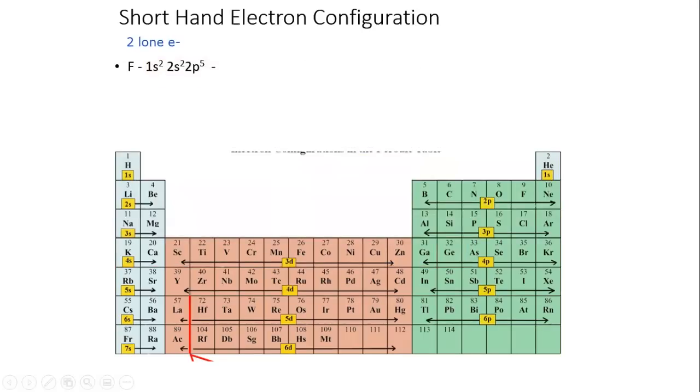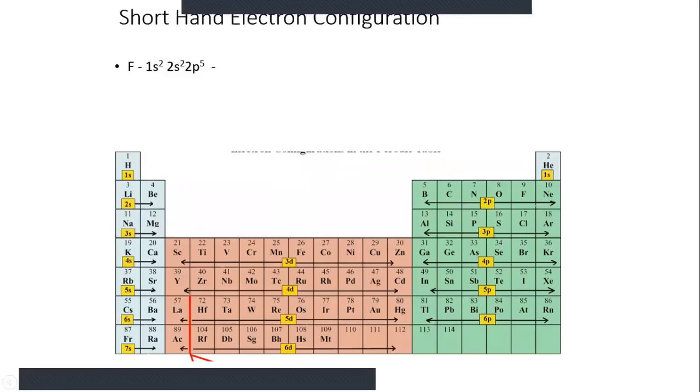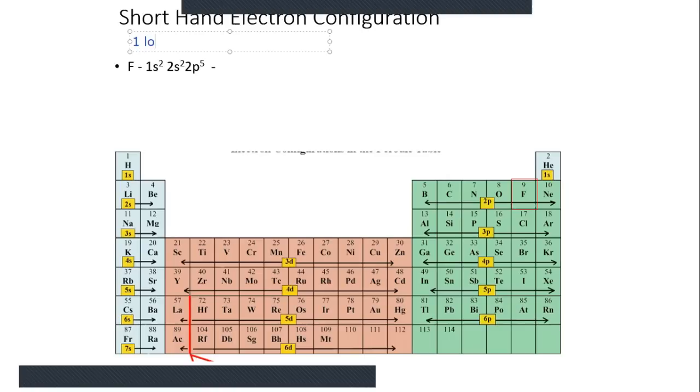We look at fluorine. Fluorine is 1s2, 2s2, 2p5. Since fluorine has 5 p electrons, it's going to have one lone electron, because the maximum you can put in a p orbital is 6. So it's going to have one lone electron.